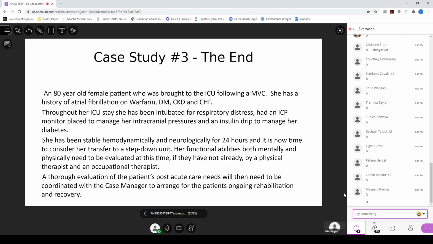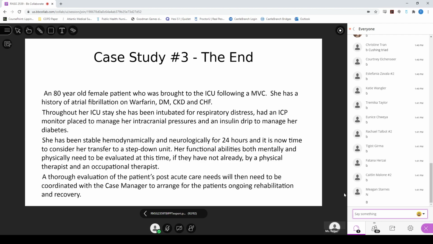Throughout her ICU stay, she has been intubated for respiratory distress, has had increased ICP, has had ICP monitoring placed, managed her intracranial pressure, and an insulin drip to manage her diabetes. She has been stable hemodynamically and neurologically for 24 hours, and it is now time to transfer to the step-down unit. Her functional abilities, both mentally and physically, need to be evaluated at this time, if they have not already, by a physical therapist or an occupational therapist. Throughout the patient's post-acute care, needs will then need to be coordinated with case management and arranged for the patient's ongoing rehab and recovery.